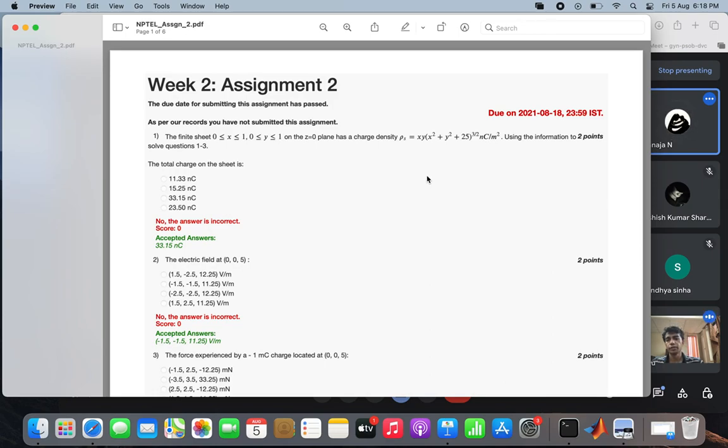Yes, sir. Alright. So the first question states that there is a finite sheet in the xy plane, with x going from 0 to 1 and y going from 0 to 1, on the z equal to 0 plane. And there is a charge density rho s given by this formula on that sheet.